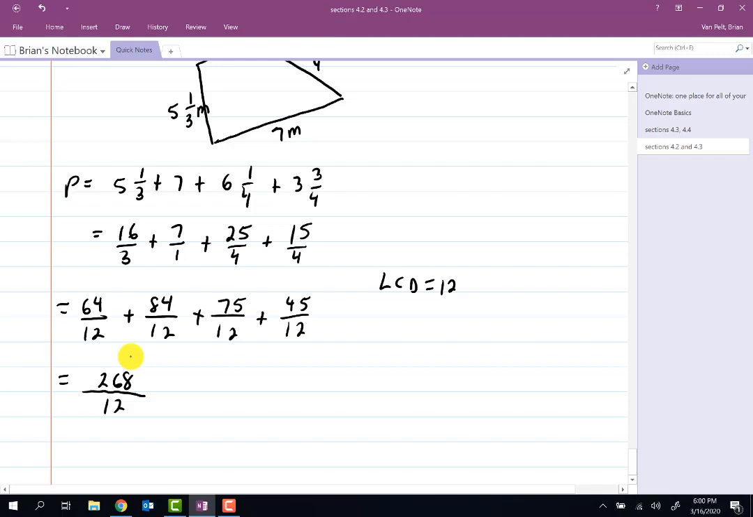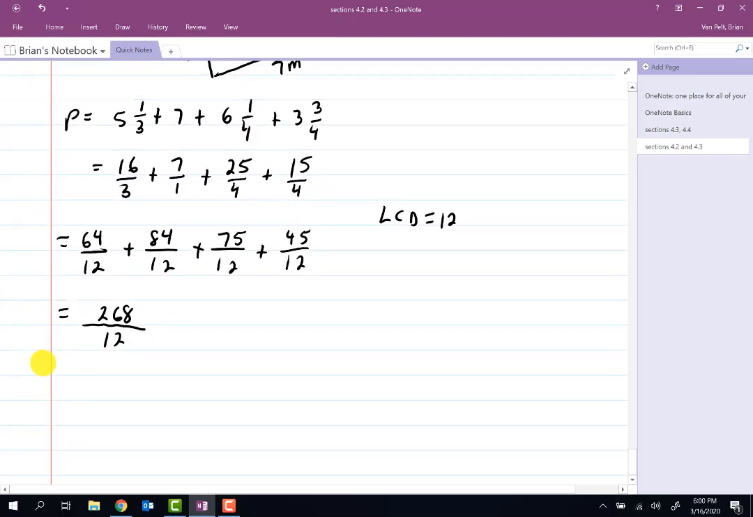And this is nice because I can simplify. I can cancel, let's see, I think a 4 will go into both of these numbers. 4 goes into 12 3 times, and 4 goes into 268. Let's see how many times. 67 times. So I get 67 over 3.